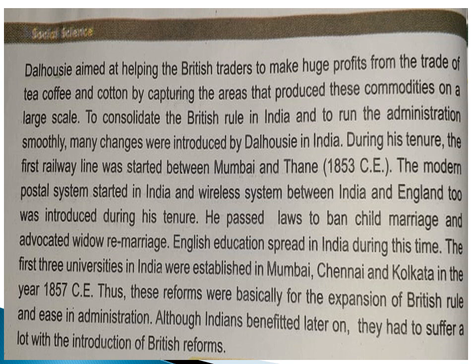The first three universities in India were established in Mumbai, Chennai, and Kolkata in the year 1857. Thus, these reforms were basically for the expansion of British rule and ease in administration. Although Indians benefited later on, they had to suffer a lot with the introduction of British reforms.